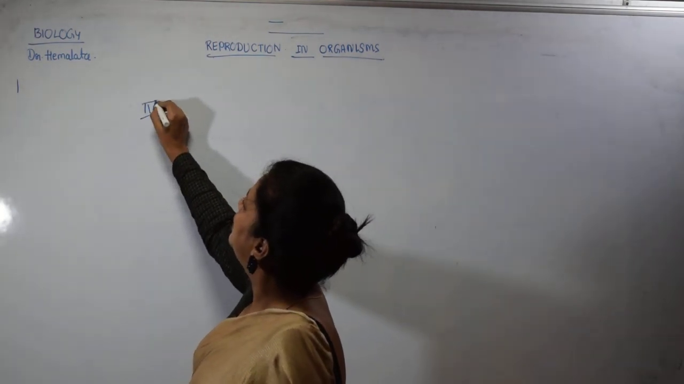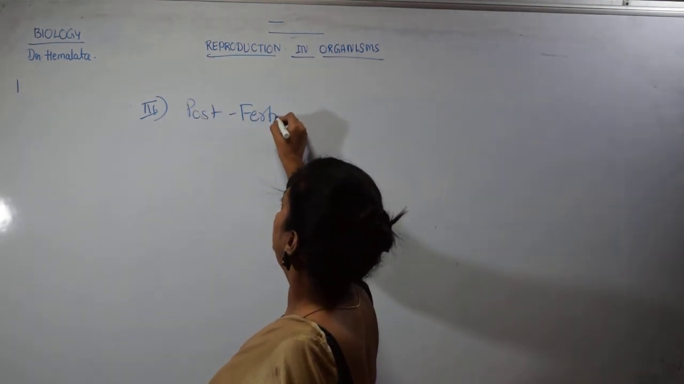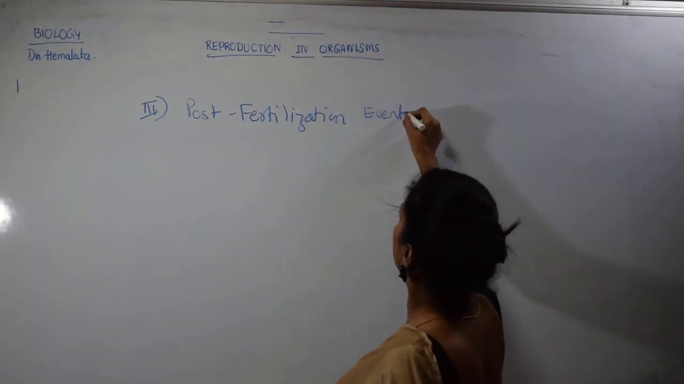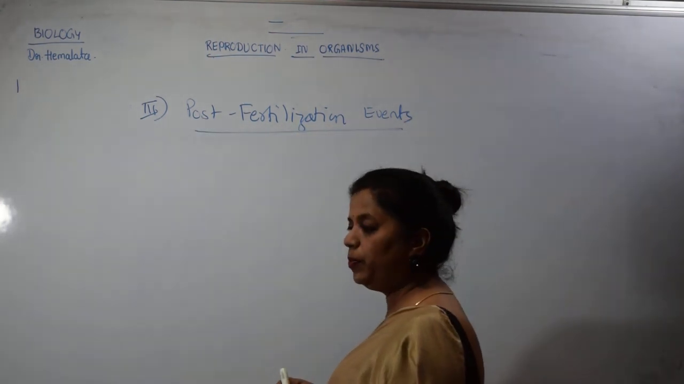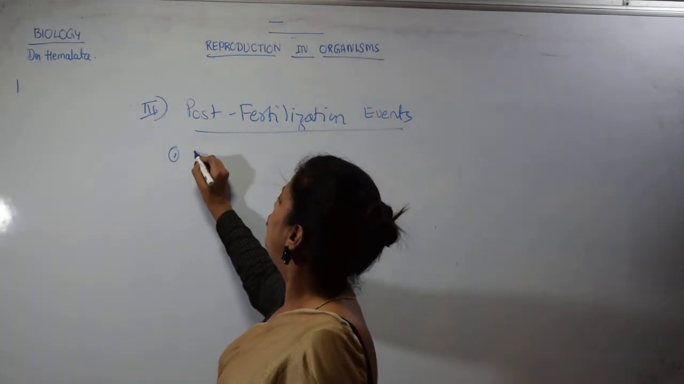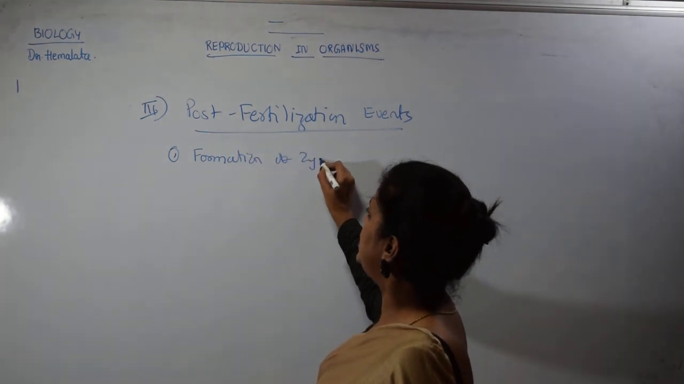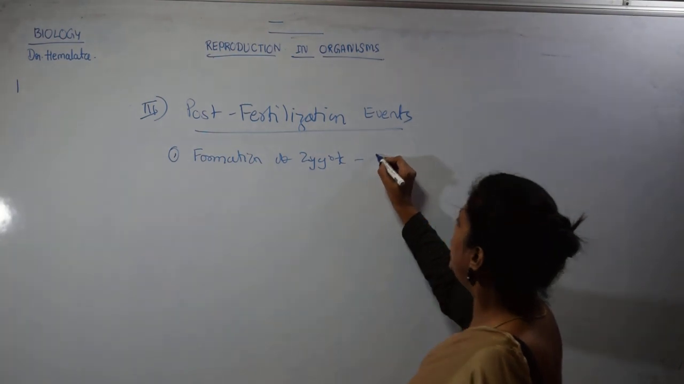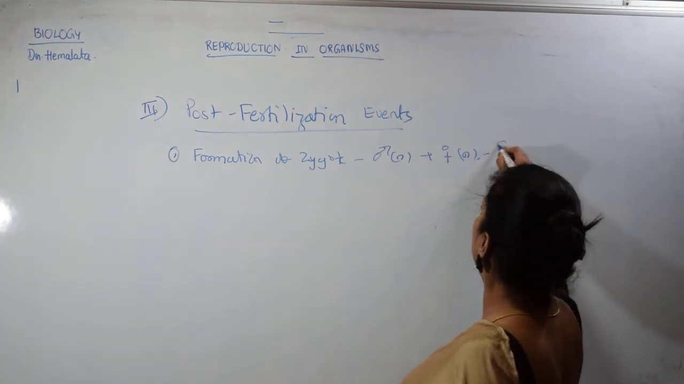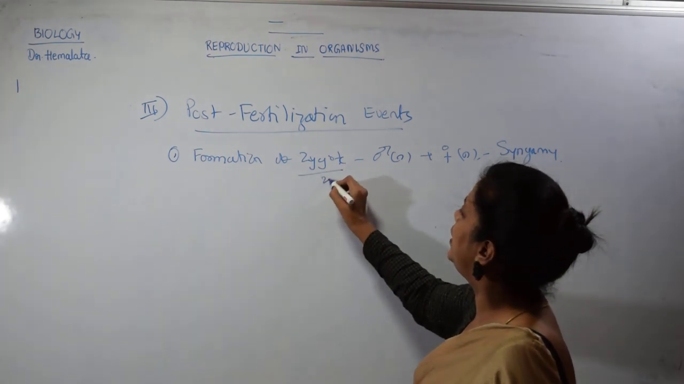That's the third event in sexual reproduction, that is the post-fertilization events. So you already have an idea. What are the post-fertilization events happening? First is formation of zygote, which is the first part. That is the union of the male haploid gamete with the female haploid gamete forming the zygote by syngamy. This is the starting structure. This is the zygote, which is already diploid.